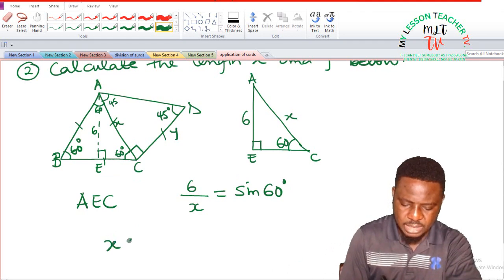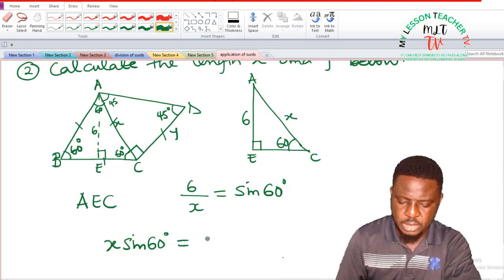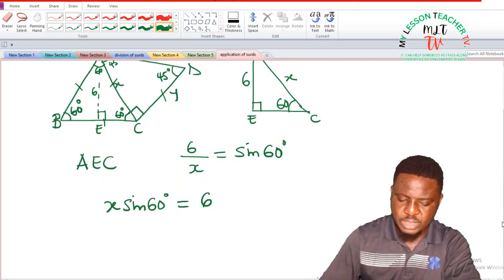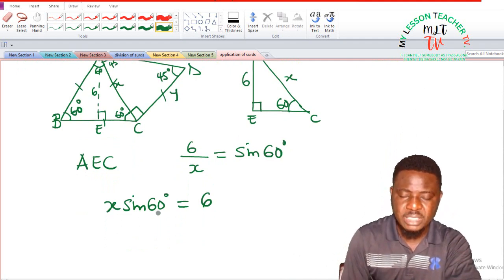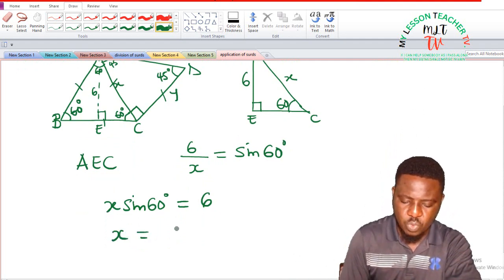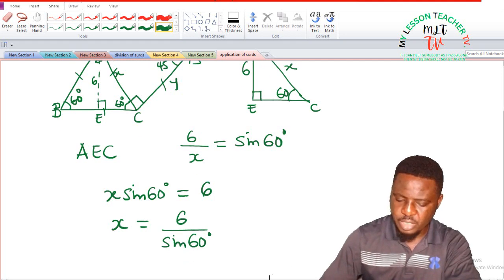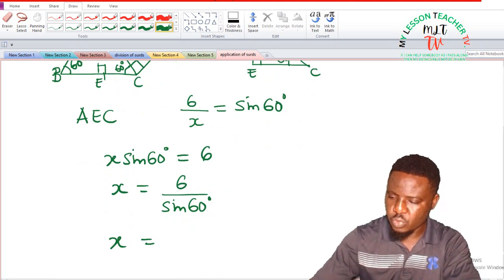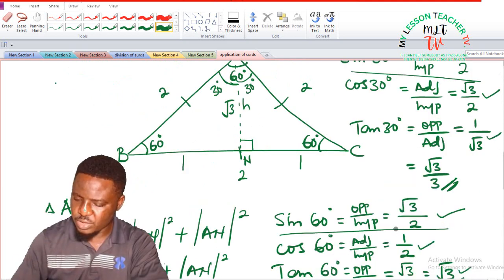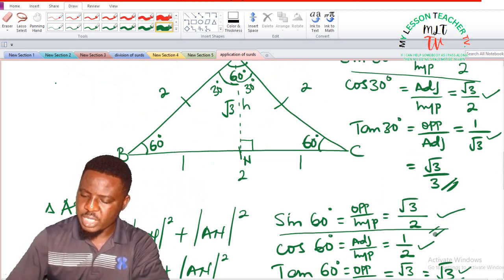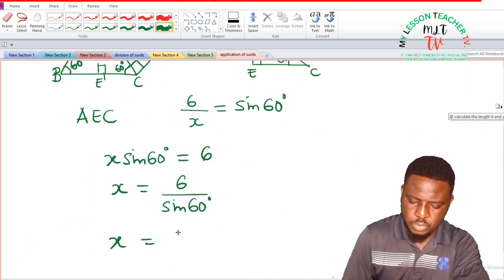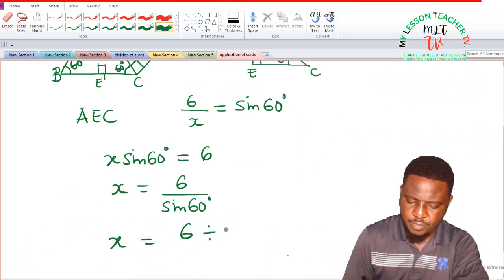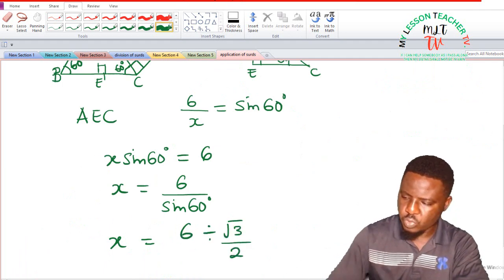That gives us X sine 60 degrees is equal to 6. Dividing both sides by sine 60 degrees to make X the subject of the formula, we have it that X is equal to 6 divided by sine 60 degrees. And from our trig ratios, we already know what sine 60 degrees is. So if you go back to where it was derived, we have sine 60 degrees to be equal to root 3 over 2. So this becomes 6 divided by root 3 over 2.